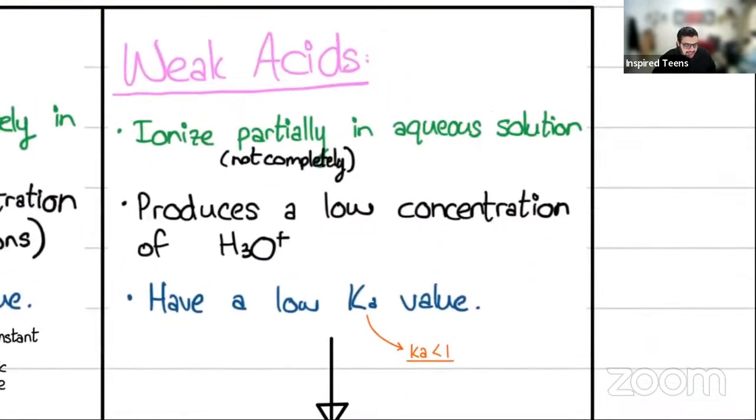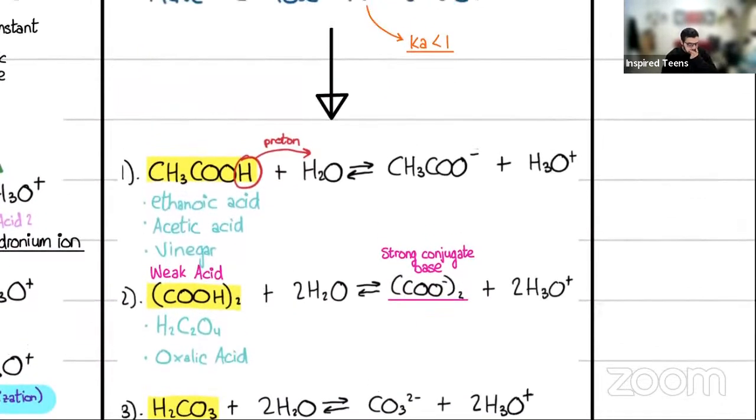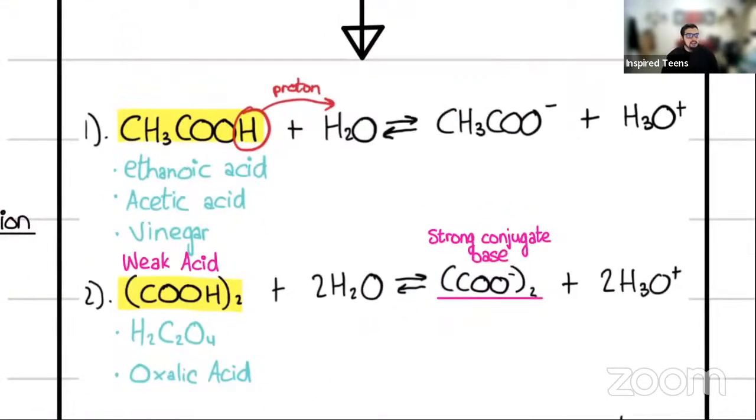Now let's just revise weak acids. They ionize partially in an aqueous solution. They have a low concentration of hydronium ions, and they have a low Ka value, right? They have a low acidity constant, less than 1. So we have the same process going on here, right? It's just now it's a weak acid.